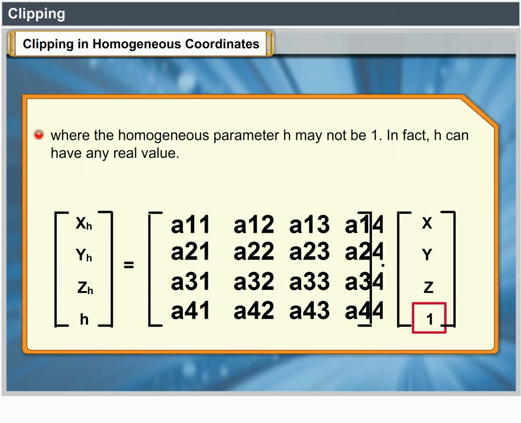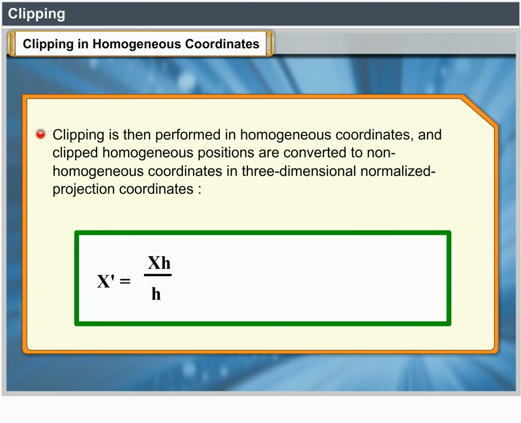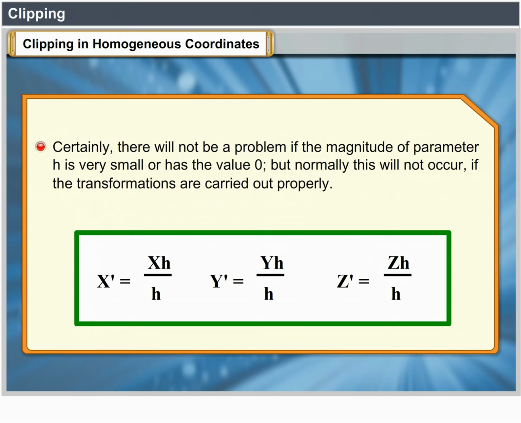Where the homogeneous parameter h may not be 1, in fact h can have any real value. Clipping is then performed in homogeneous coordinates, and clipped homogeneous positions are converted to non-homogeneous coordinates in three-dimensional normalized projection coordinates. x' equals xh over h, y' equals yh over h, and z' equals zh over h. We will of course have a problem if the magnitude of parameter h is very small or has the value 0, but normally this will not occur if the transformations are carried out properly.